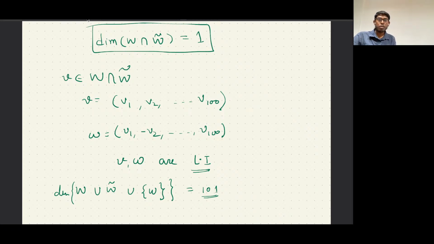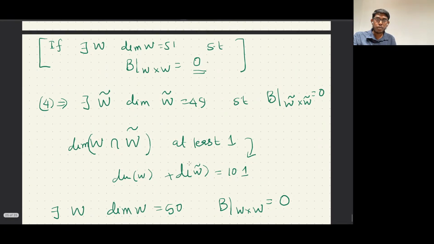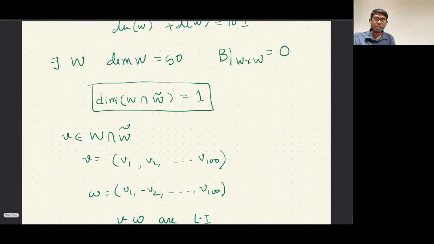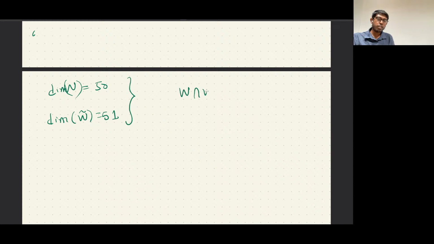Because, or let me write down like this. I have V, W, the dimension of W is 50, the dimension of W tilde is, what is my W tilde? Oh, W tilde is 50, sorry. So there might be that numbering. W is the 50th dimension and W tilde is 51 dimension, and W intersection W tilde is 1 dimension.